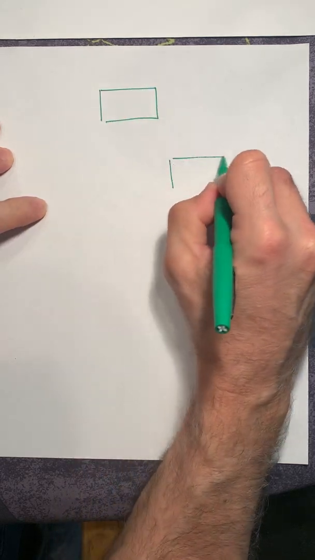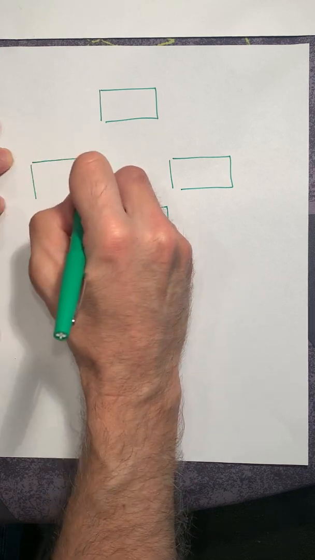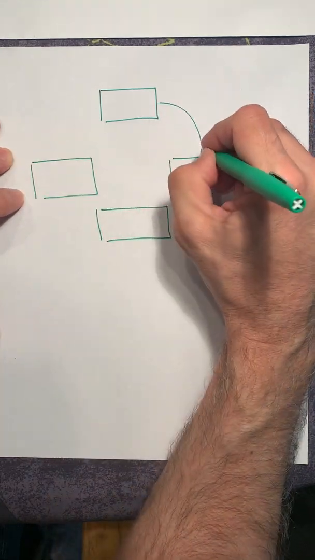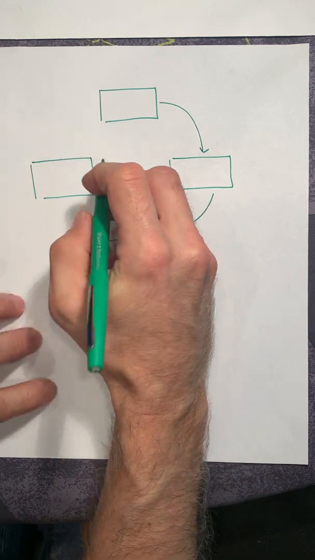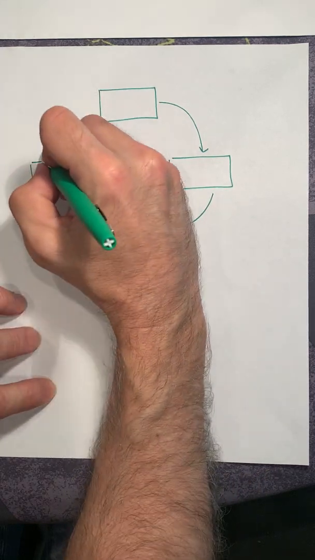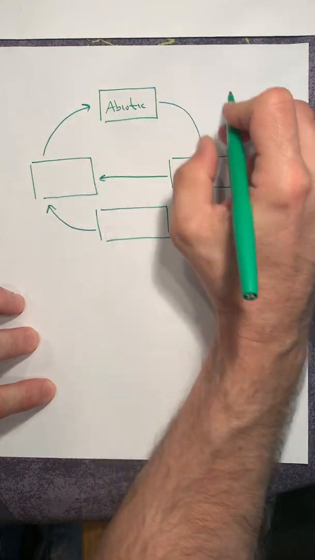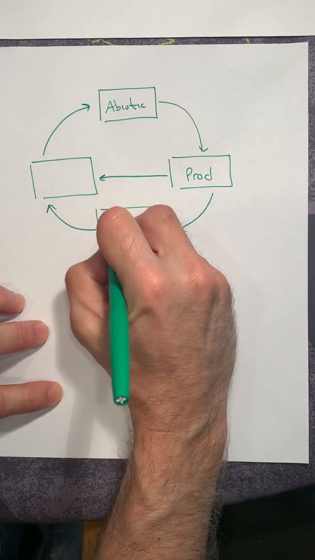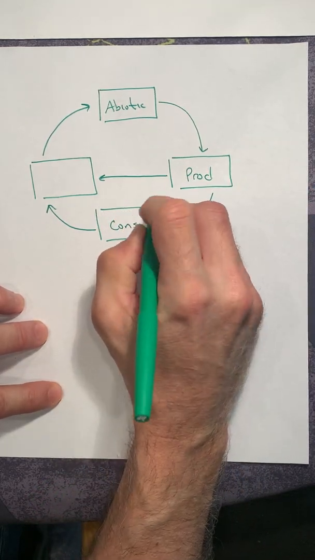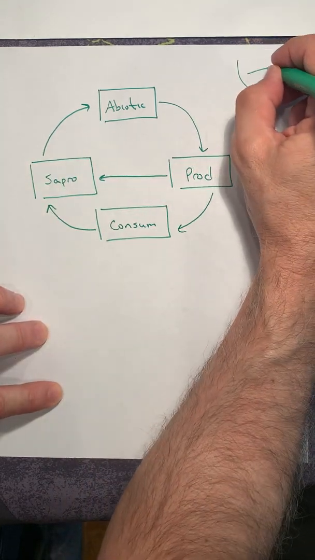You have a box, and a box, and a box, and a box. And we had energy transfer here, and here, and here, like such. And you had your abiotic factors here, you had your producers here, you had your consumers here, and you had your saprotrophs here.